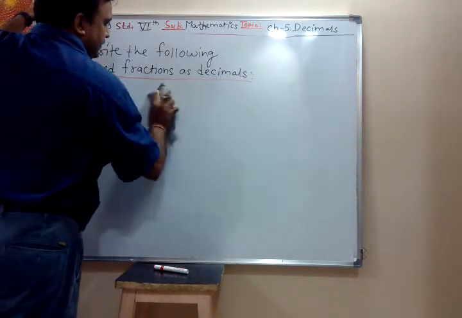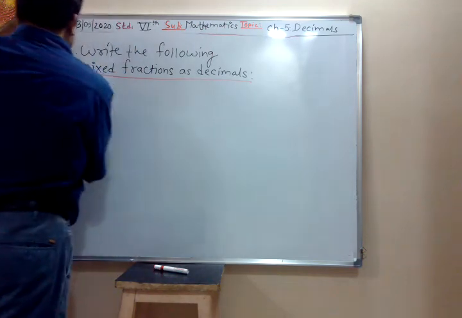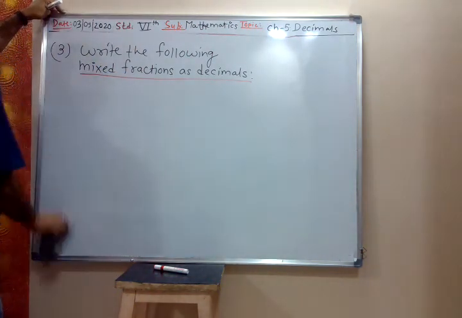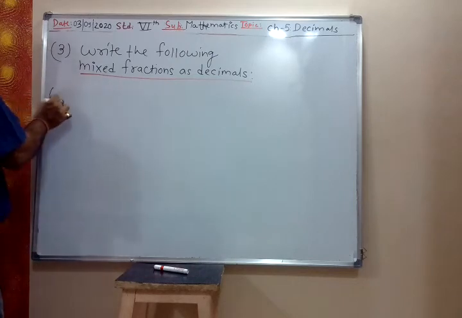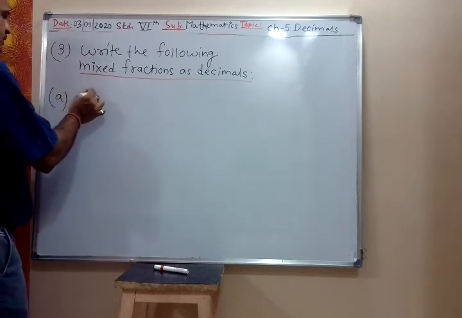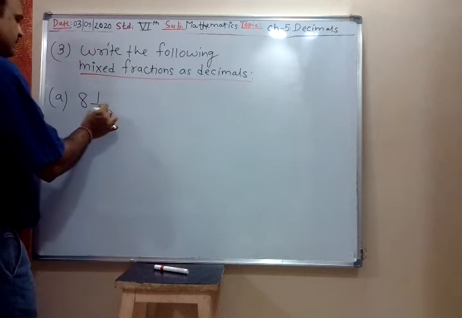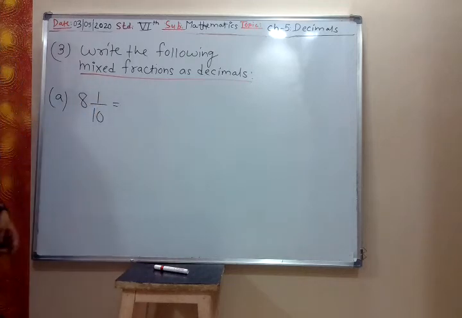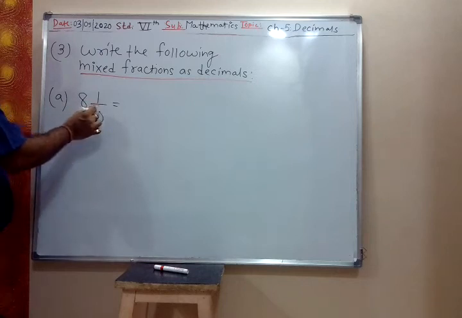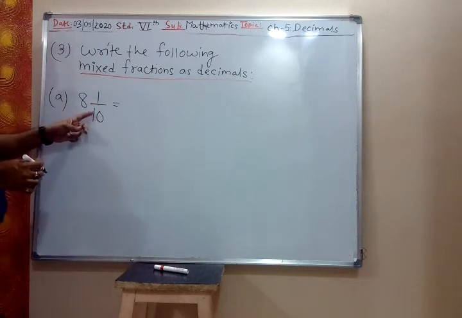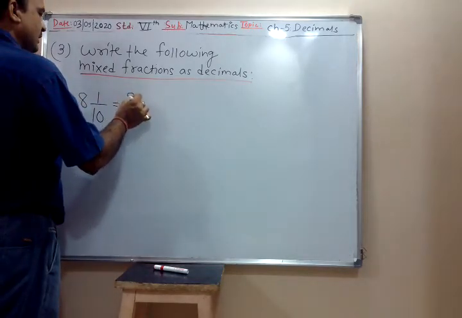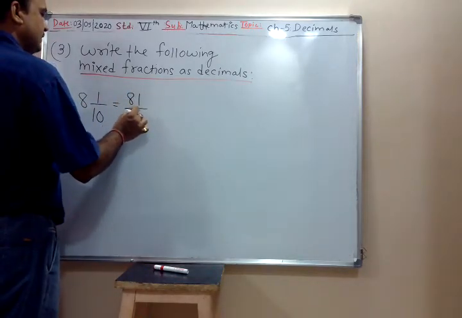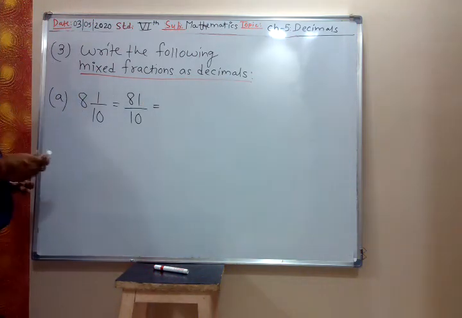First mixed fraction is A: 8 and 1 upon 10. Yes, this is a mixed fraction. How can you write this mixed fraction? 10 8s are 80 plus 1, 81. 81 upon 10.